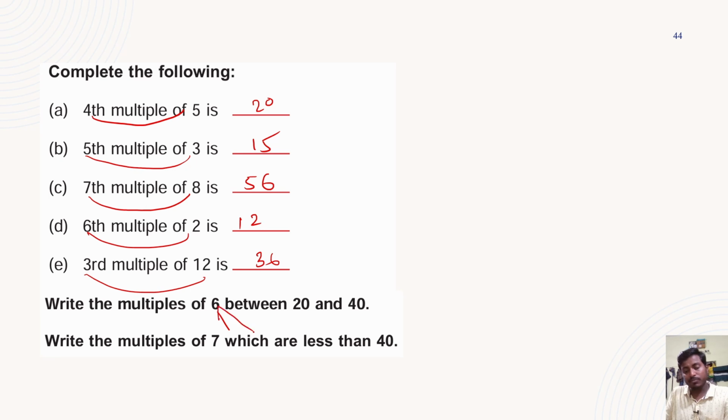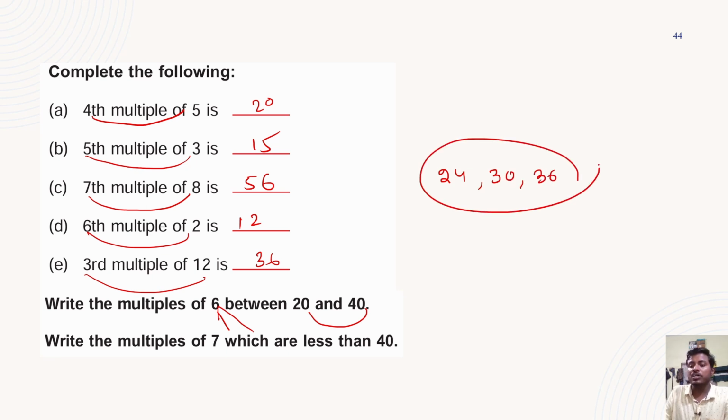Next. Write the multiples of 6 between 20 and 40. It means we find the 6 table between 20 and 40. 6 threes are 18, 6 fours are 24. The first is 24. Then 30, then 36, then 42, which is more than 40. So the answer is 24, 30 and 36.